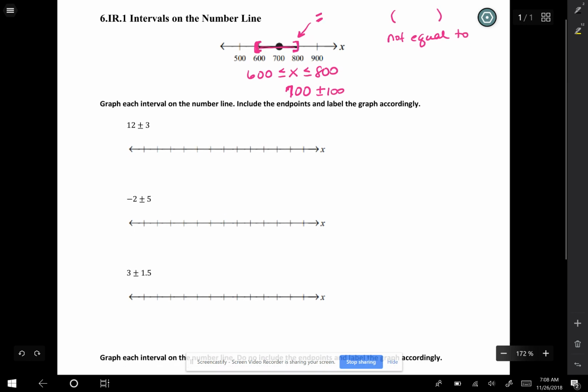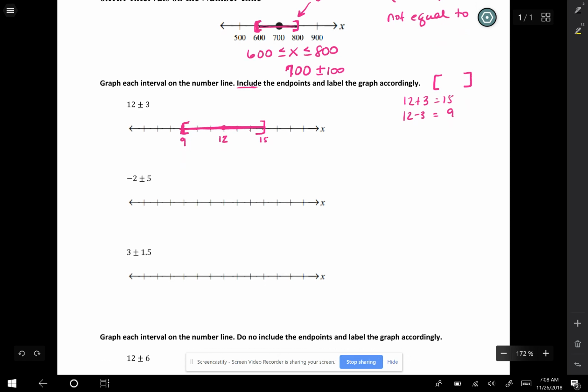So in this first example, it says graph each interval on the number line, include the endpoints. So if you're including the endpoints, you're going to put the brackets. So we have 12 plus or minus 3. So we would do 12 plus 3 is 15, and 12 minus 3 is 9. So we need to go from 9 to 15. So I'm going to put 12 in the middle, and then we're going to go up to 15 and down to 9. And because we're including the endpoints, we put the closed brackets, and then we shade in the middle. So we started at 12, we went up 3 and down 3, and that creates our interval.